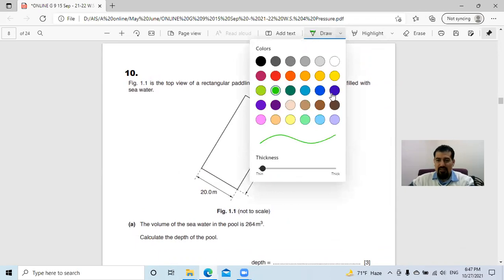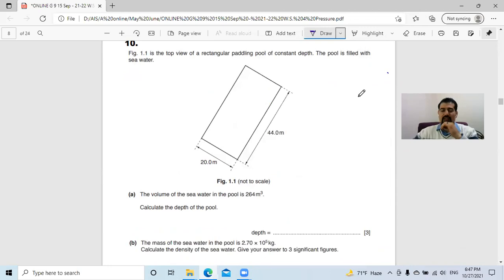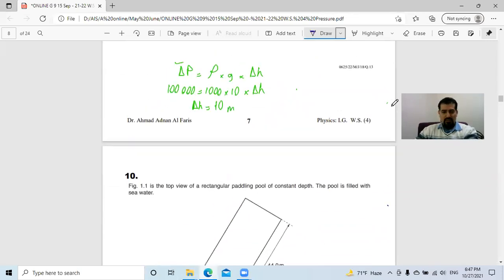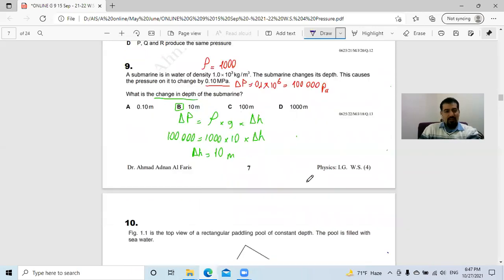Okay, let's continue with this question. This is a Paper 4 question. Did we do this question last time or not? We didn't do it, right? Please can you go back to question 9. We did question 10, I remember that.